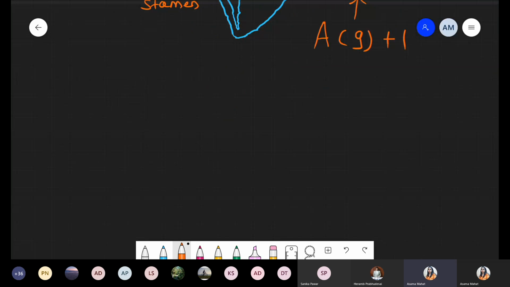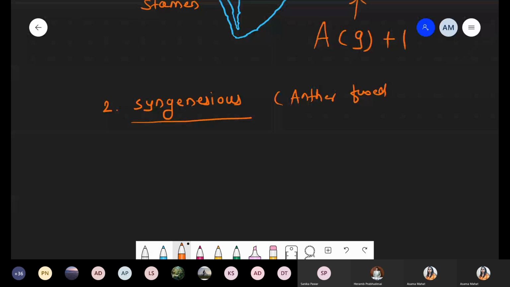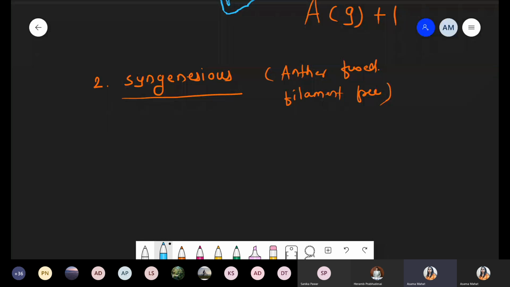So the second condition, number 2, we are talking about the syngenesious condition. We just discussed that in the syngenesious condition, the anthers are in fused form and the filaments are free. Filaments are present in free form. So we have to represent the structure.